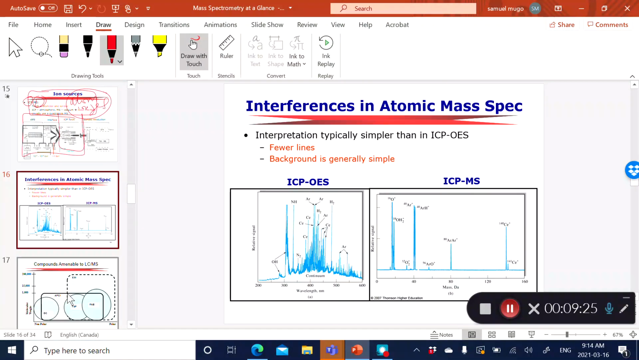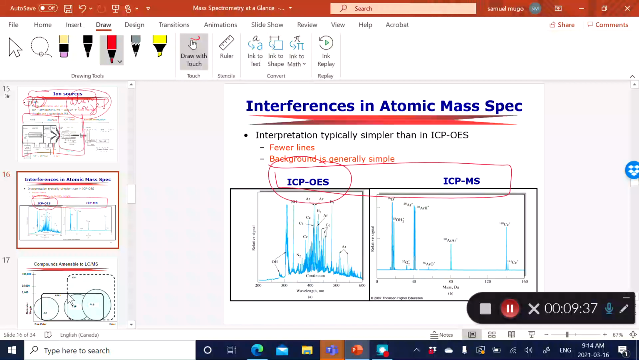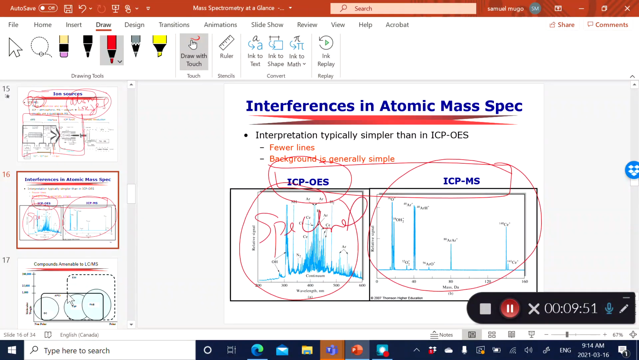Now, when you're using ICP as an ionization method, take a look at this, the difference in terms of the data profile between an ICP optical emission spectrometer that you guys used in the lab, compared to an ICP mass spec. You can see in this case, the ICP OES tends to be more prone to what you call spectral interferences. You can see it's a very, very busy kind of spectra, whereas the ICP mass spec, you can see, is a fairly clean spectrum.